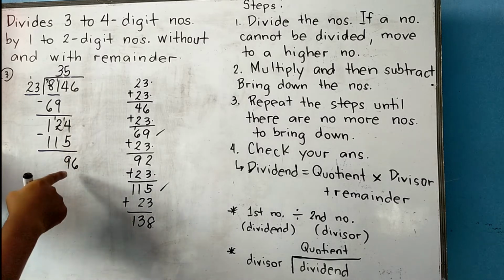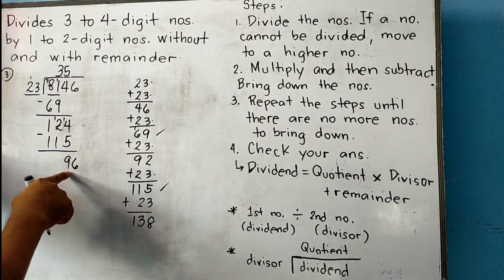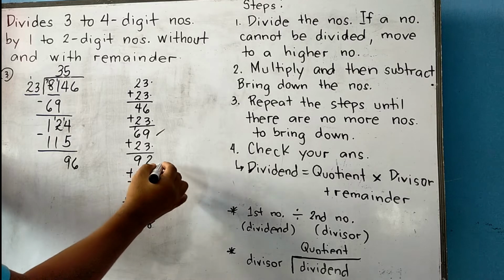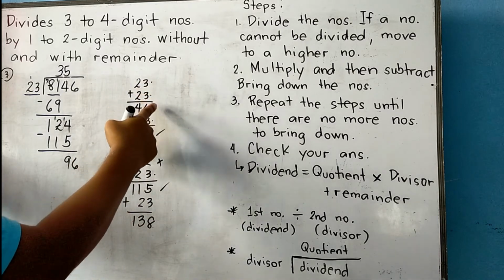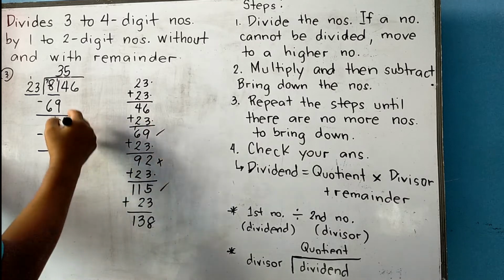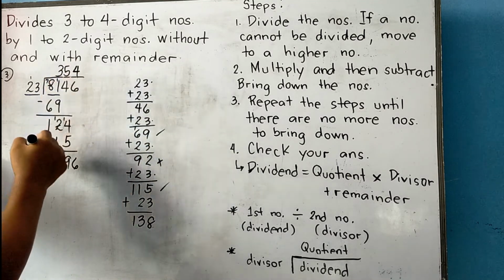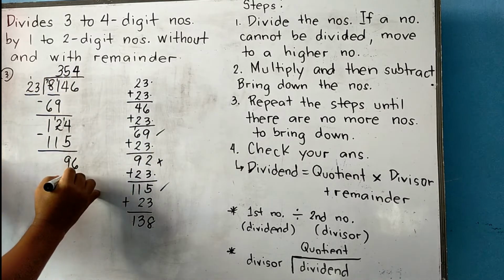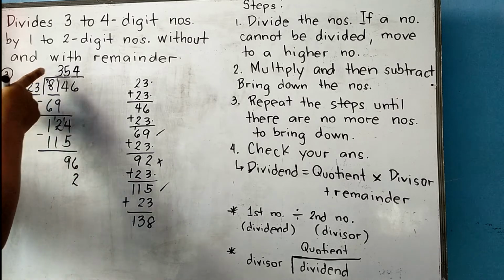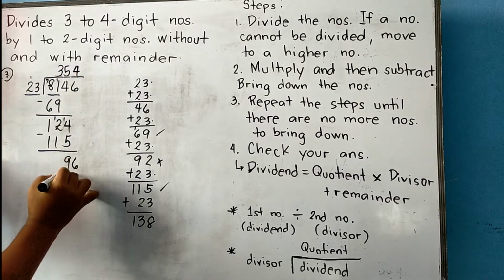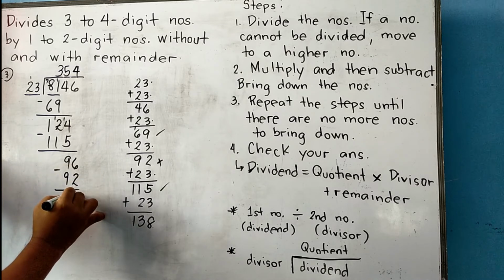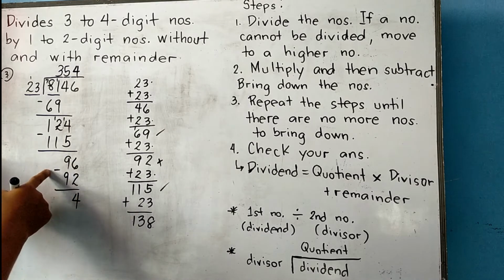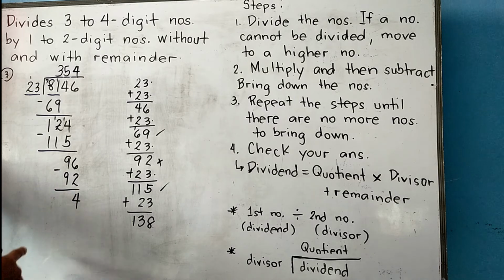So the sum closer to 96, or equal to 96, or less than 96 is 92. So how many 23s? 1, 2, 3, 4. So write your answer on top of 6, 4. 4 times 3, it is 12. Carry 1 again. 4 times 2 is 8 plus 1, it is 9. Then subtract 6 minus 2, the answer is 4. 9 minus 9, the answer is 0.